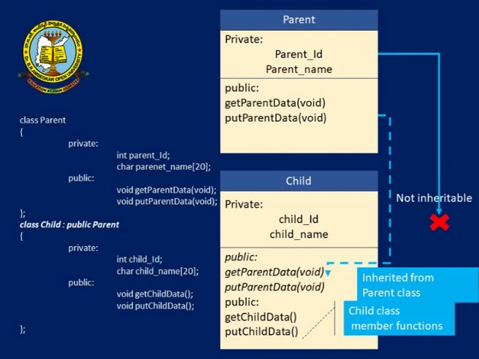And see, the child class also has its own members. Those members are private and public. Child ID and child name come under the private section, whereas getChildData and putChildData are the two member functions which come under the public section. That means these are the public member functions, and child ID and child name are private members.